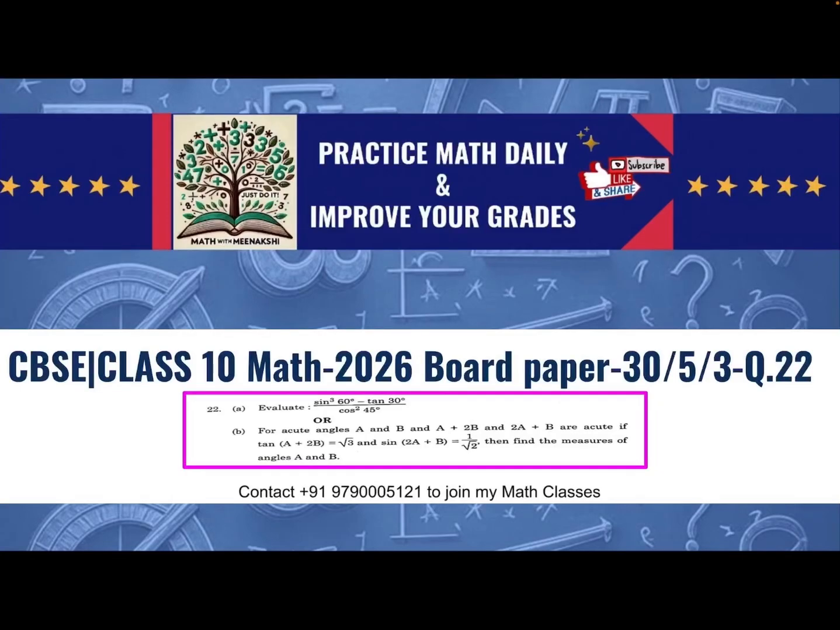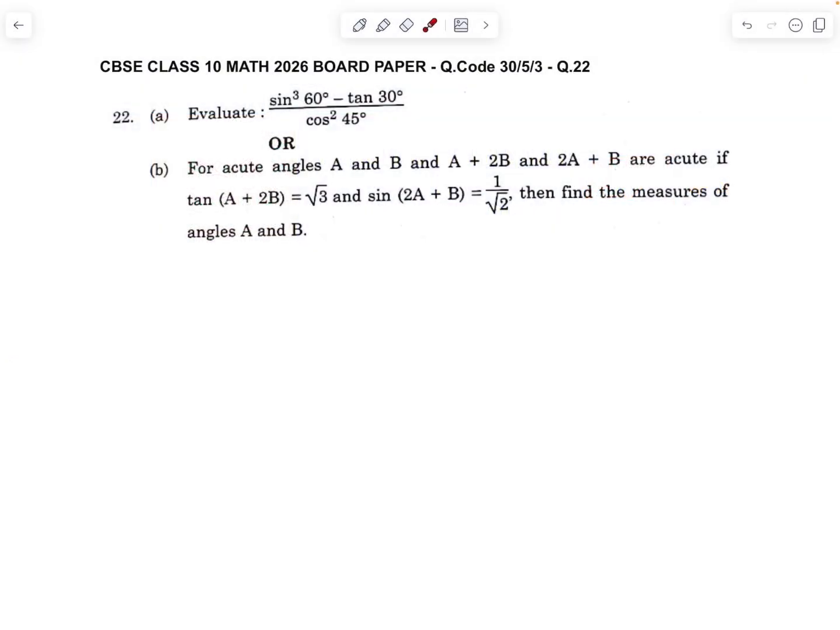Hello all, in this video I am going to solve question number 22 from the CBSE class 10 standard math 2026 board paper. The question paper code is 30/5/3. Question 22a says: evaluate sin³60 − tan30 upon cos²45.